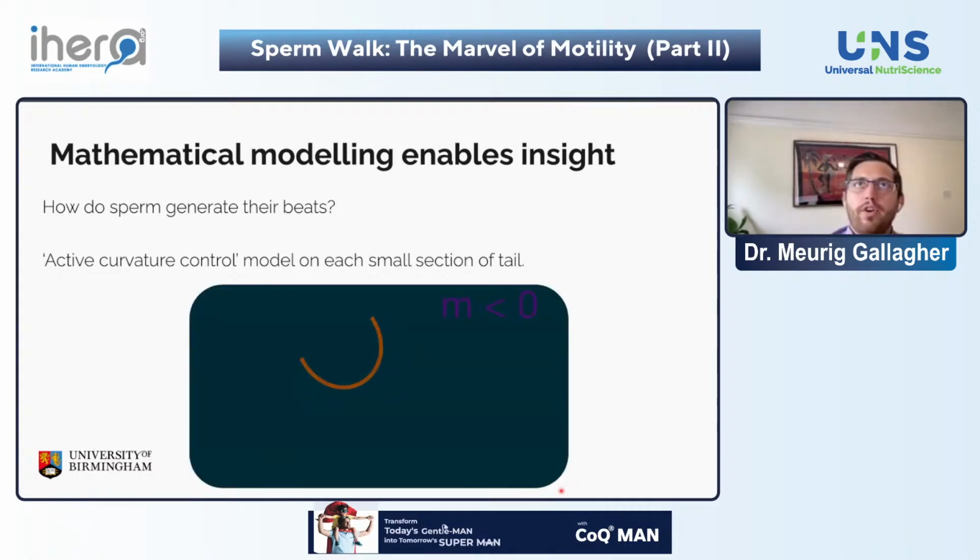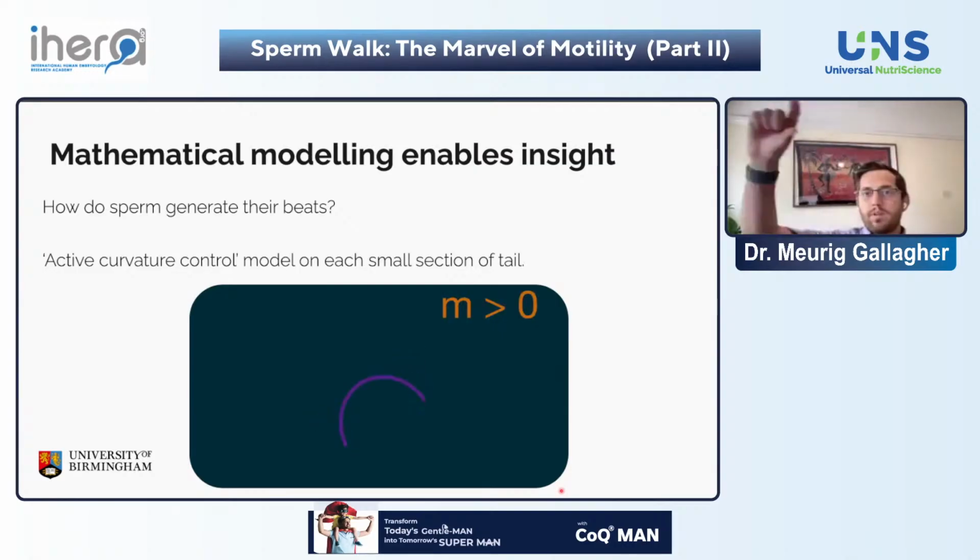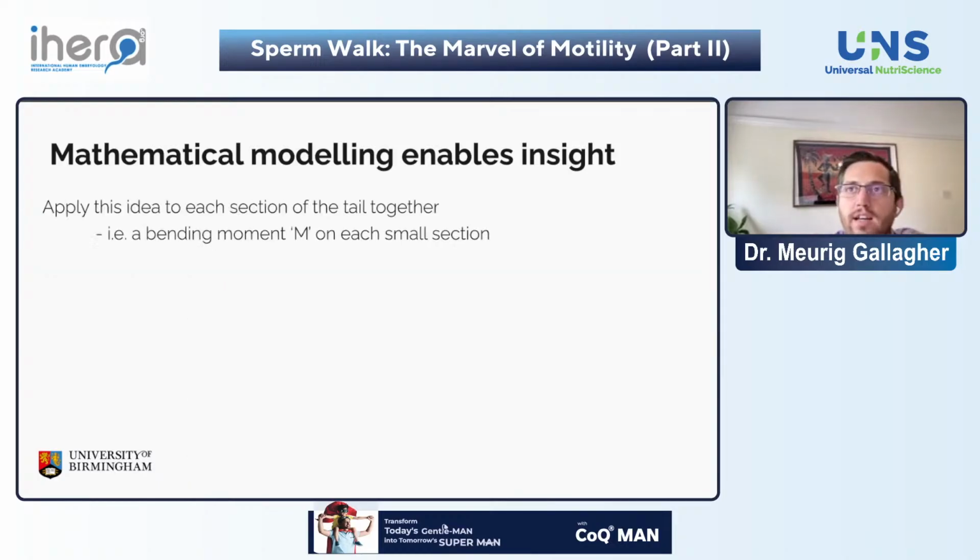So the simplest model for how sperm control their beat is what's called curvature control. This idea has been around for decades and decades, since the work of Brokaw, really. But the idea is that a section of the tail just wants to bend in one direction until it reaches some critical curvature, and then it wants to bend in the other direction. So each section of tail is just trying to bend like this little rod, and then you can build that up in lots of sections until you have a tail.